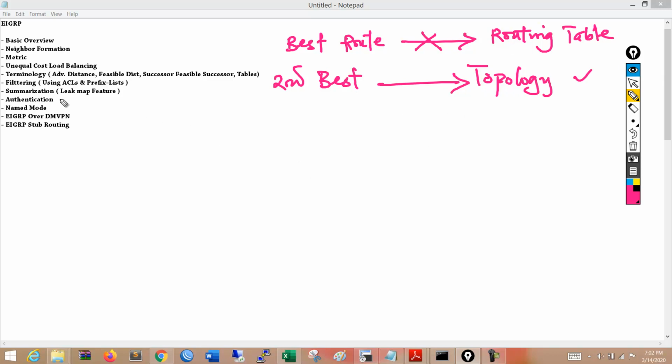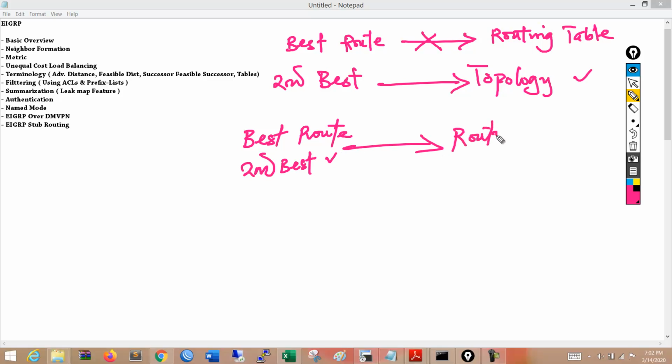But for EIGRP, unequal cost load balancing means that instead of having only the best route in the routing table, you can have the best route and the second best route, both of them, in the routing table. So EIGRP, the router, will now do a kind of load balance.